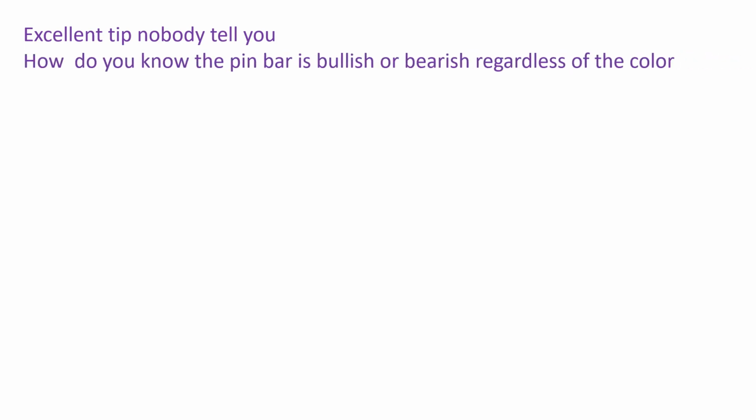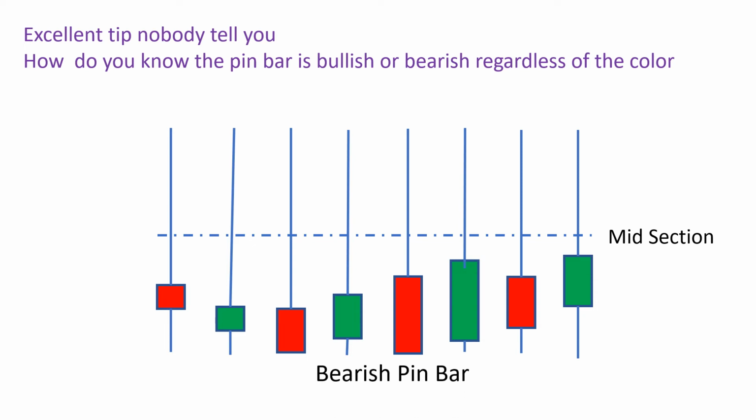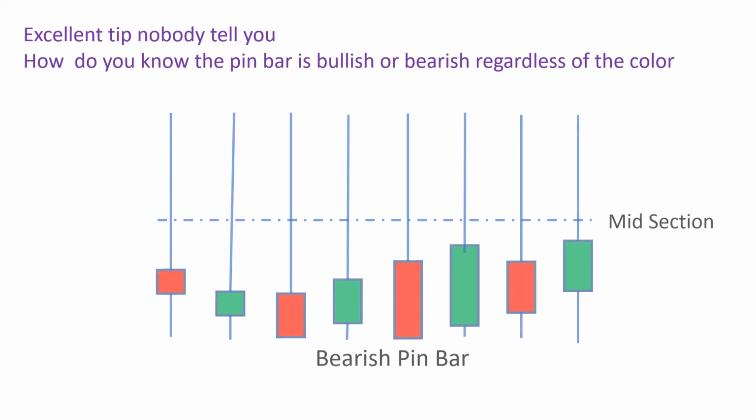Excellent tips nobody tells you. How do you know the pin bar is bullish or bearish regardless of the color? Let's assume all these pin bars are the same length. If the body of all these pin bars lies below the midsection of the total length, you can consider all these pin bars as bearish pin bars regardless of the color, or you can consider it a shooting star.